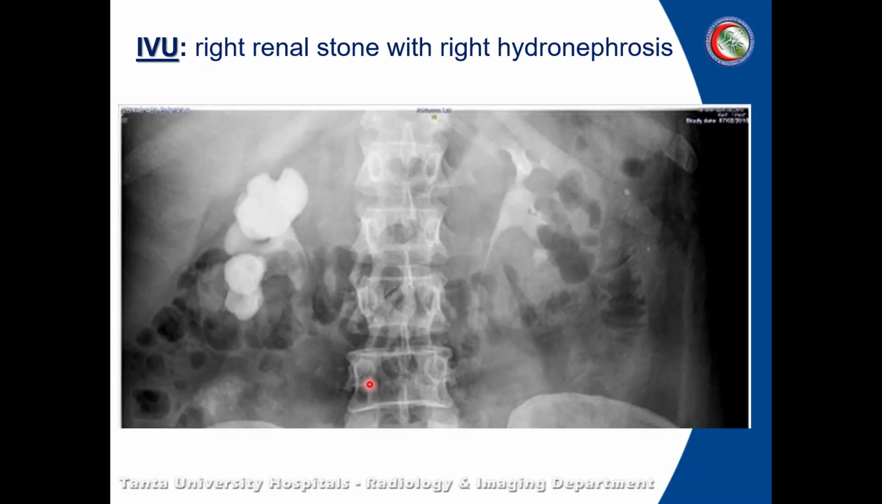Another case is IVU, as we can see contrast media excreted in both pelvicalyceal systems and ureters. There is a filling defect in the region of the renal pelvis, a right renal stone, with associated dilatation and back pressure changes in the pelvicalyceal system on the right side. So it is IVU showing a right renal stone with mild right hydronephrosis.